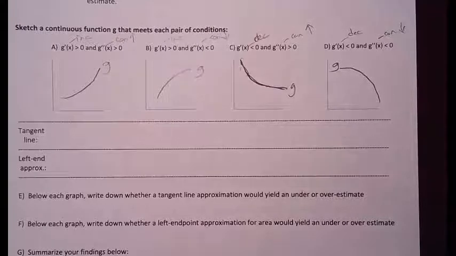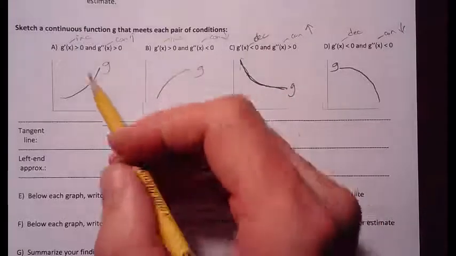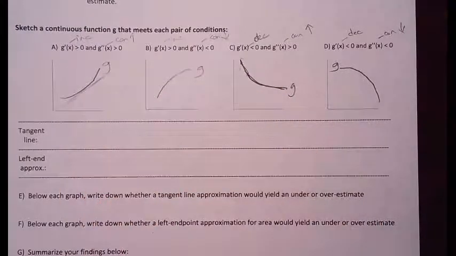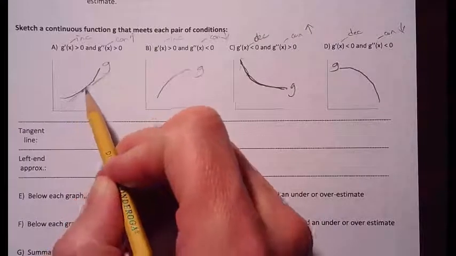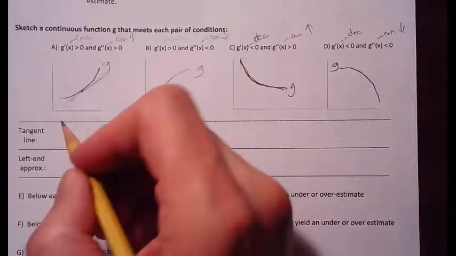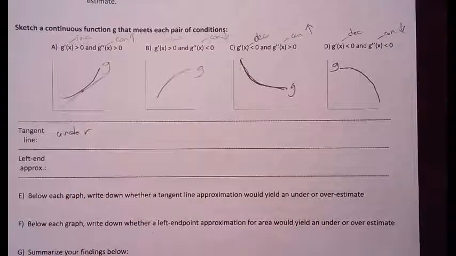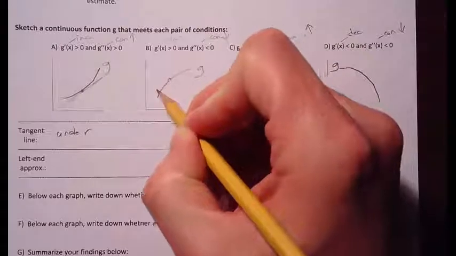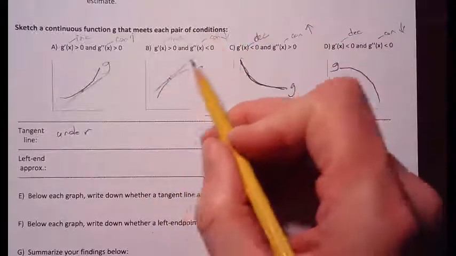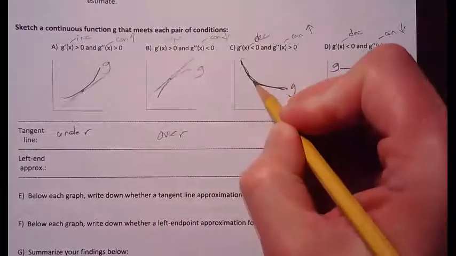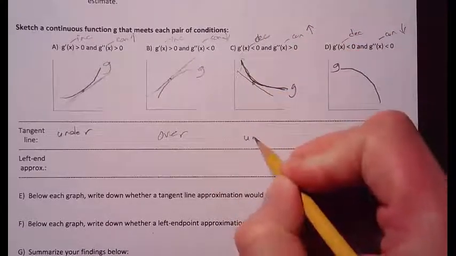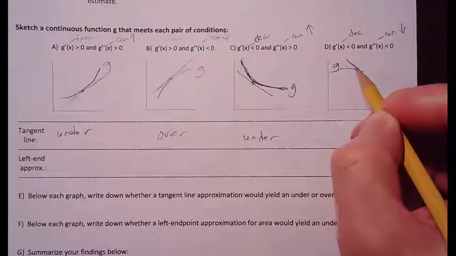Then in the next couple of questions, we're going to fill in these blanks. It says, below each graph, write down whether a tangent line approximation would yield an over or under estimate. If I were going to draw a tangent line on this graph, here's where the point of tangency occurs. My tangent line values are always below the true values of the graph. So that means I would get an underestimate in this situation. Whereas in the next case, there's my point of tangency. My tangent line will always give an overestimate for the actual value of the curve. Here we're back to being under. And here we're back to being over.